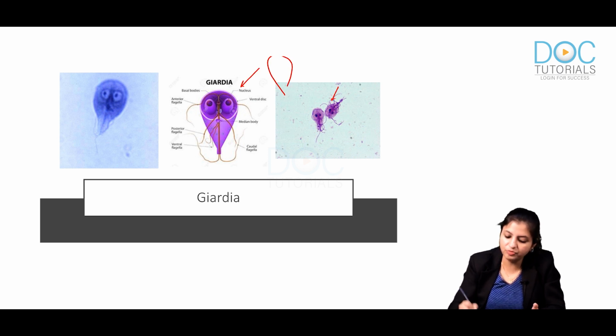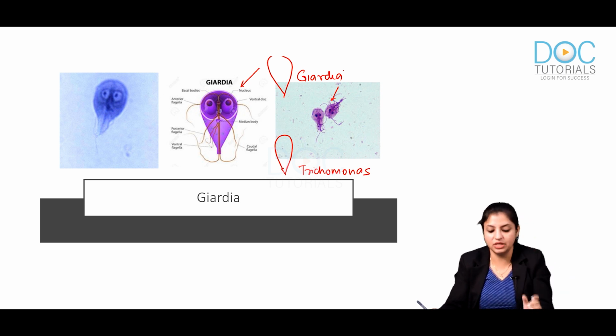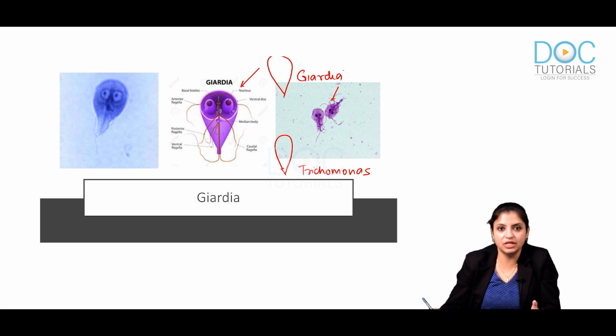Whenever I talk about pear-shaped organisms, I have two differentials which should always come to my mind: either we are dealing with Giardia or we are dealing with trichomonas. These are the two differentials that should come into your mind whenever you see them. So how do you differentiate them? Trichomonas, it is like Trichomona, that's the code I always remember. If you see Trichomona, she is winking her one eye and has a very beautiful hair coming here.